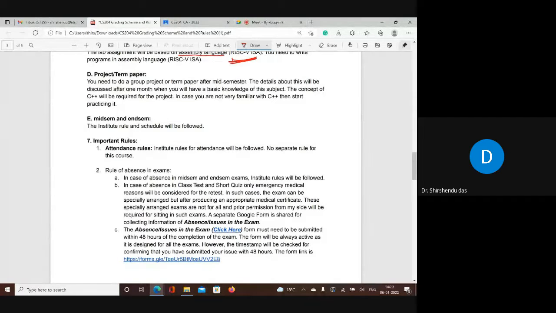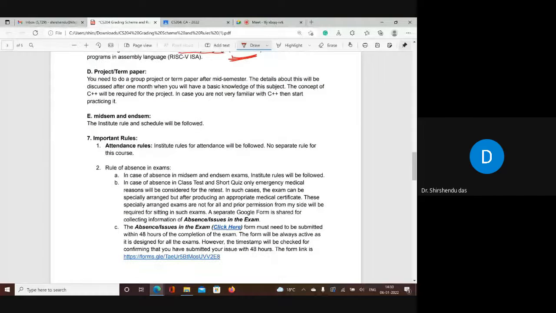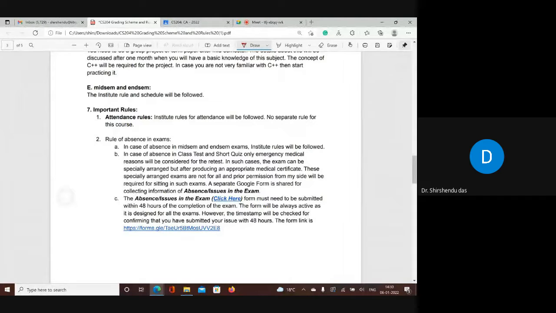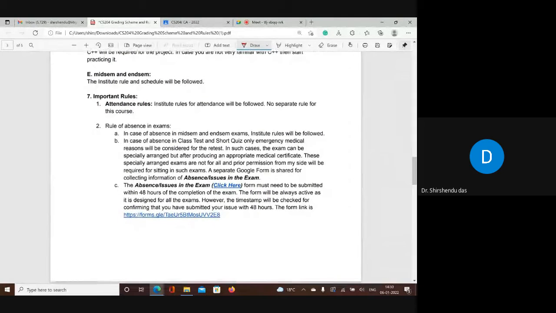Mid semester and end semester. You already know about the mid semester and end semester, and the institute rules and schedule will be followed for this. Whatever schedule will be set by the academic section, we will follow. If there is any other rule for mid sem and end sem exams set by the academic section, we have to follow all these rules. There is no separate rule from my side. Now other important rules. Attendance rules: institute rules will be followed for attendance. I think there is a rule for 75% attendance.